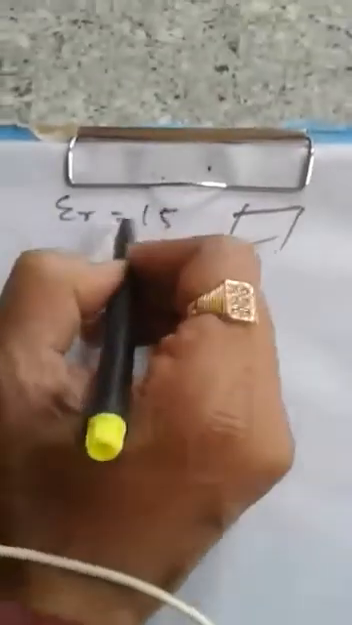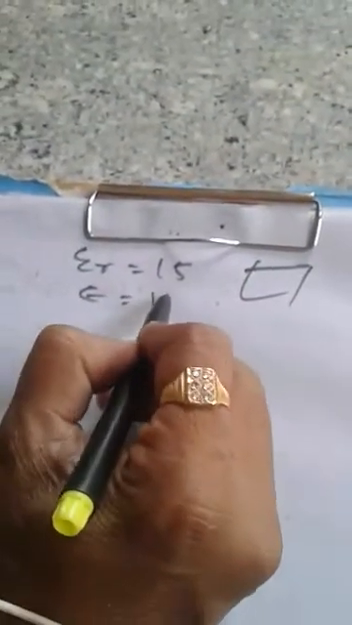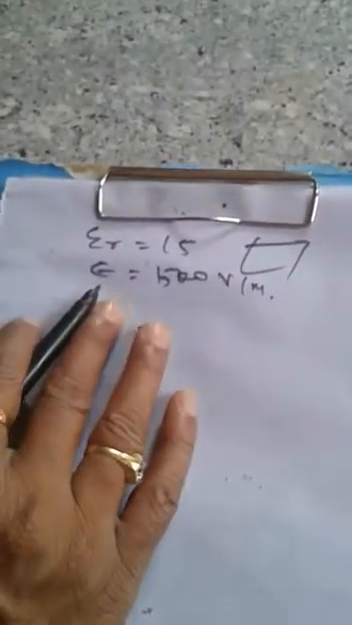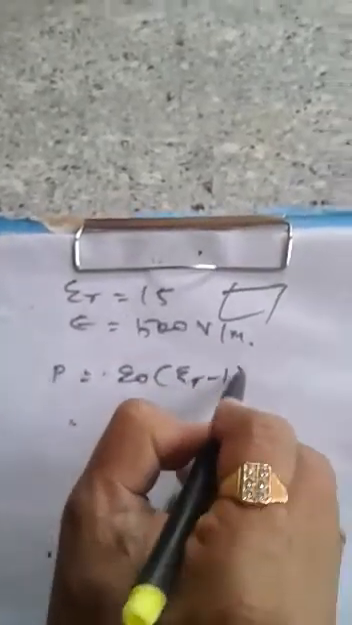Find the polarization produced in a dielectric material of relative permittivity 15 in the presence of an electric field of 500 volt per meter. So we have the polarization equation P = ε0 (εr − 1) E.